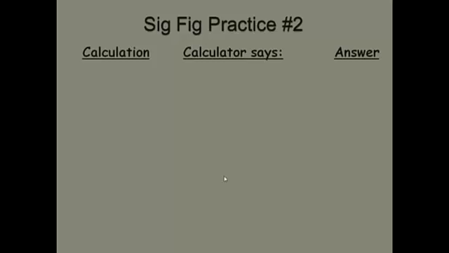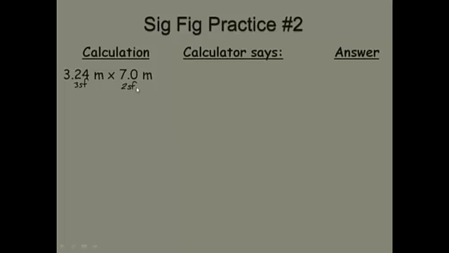Let's do a couple of examples, and I'm going to leave you with a few to do to bring back to class with you. Okay? 3.24 times 7.0. This number has how many sig figs? 1, 2, 3. And this number has 2 sig figs.